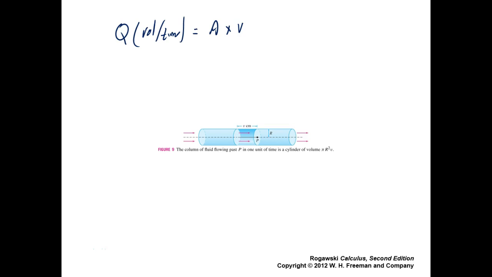Now, this would be this thing, a column of fluid passing a point P in 1 unit of time in a cylinder whose volume is pi r squared V, okay?